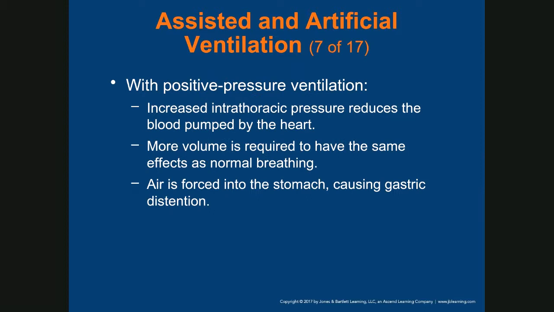Now, with positive pressure ventilation, we will get increased intrathoracic pressure, which reduces blood pumped by the heart. We have cut off the venous return, right? So there will be a drop in venous return. If it is too much pressure, it cuts it off completely. More volume is required to have the same effects as normal breathing. Air is forced into the stomach, causing gastric distension.